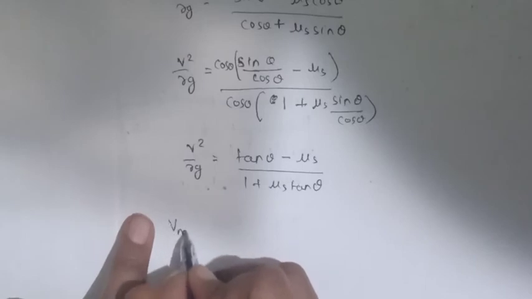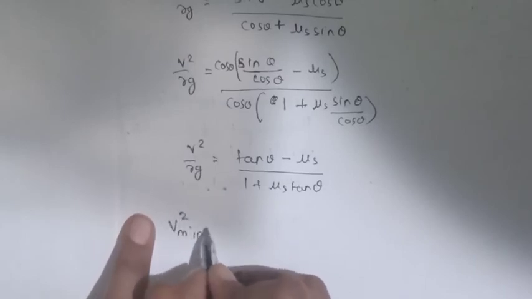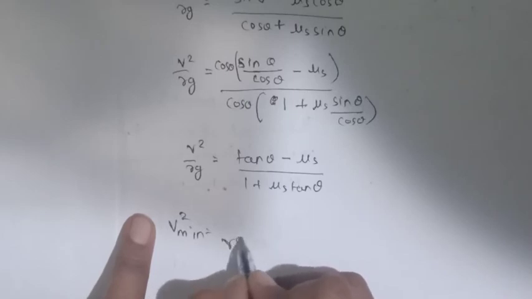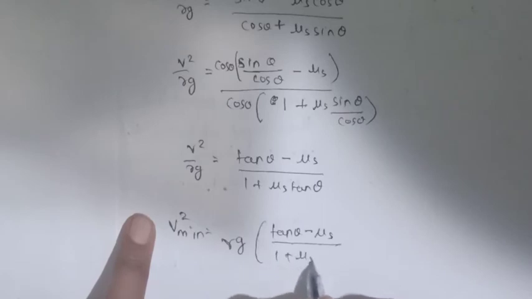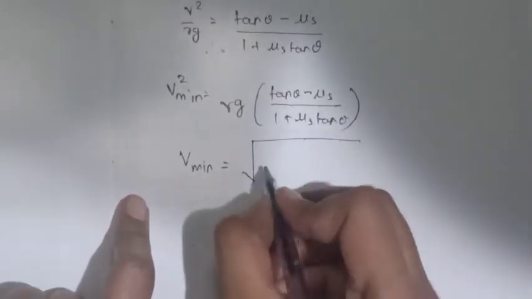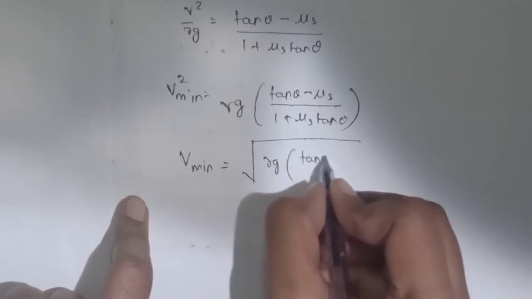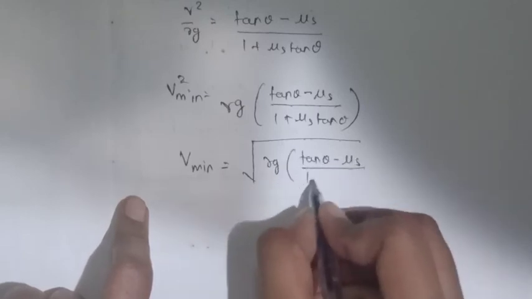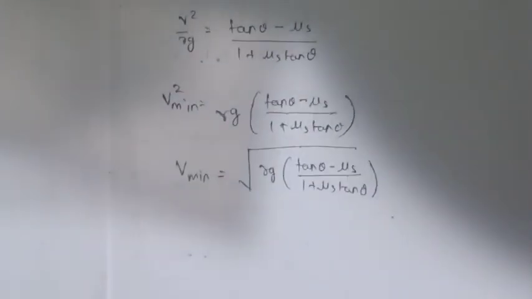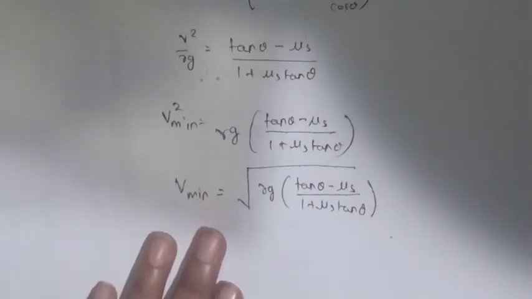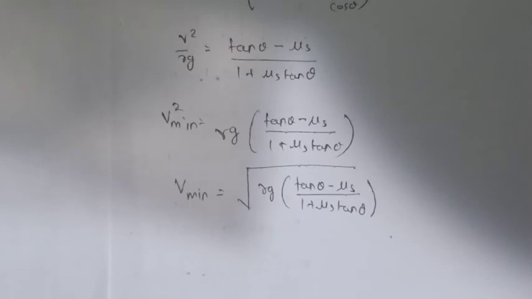So the minimum speed will be given by the square root of rg times tan theta minus mu s divided by 1 plus mu s tan theta. That's it. Okay, so this is the simple relation for the minimum speed when a vehicle is traveling along a curved banked road.